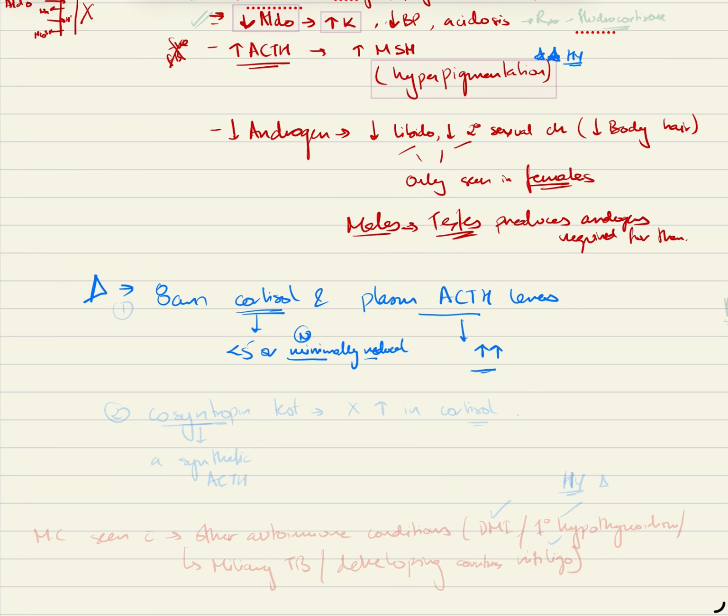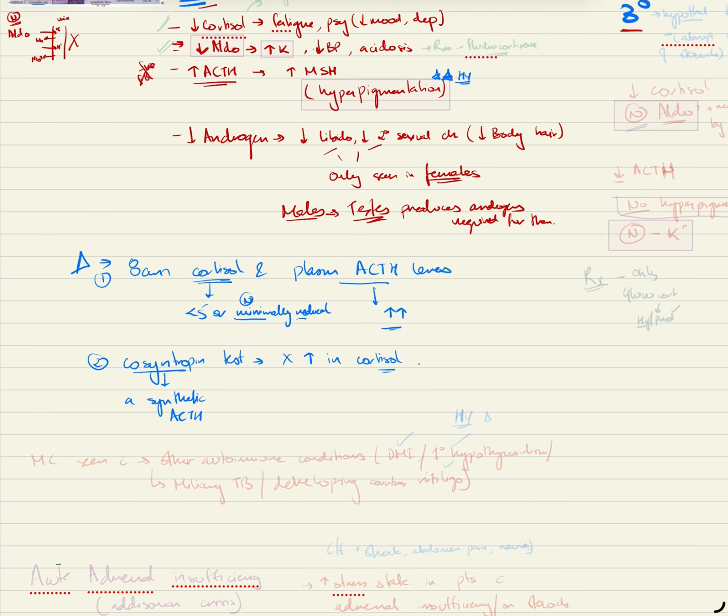All right, this is your first test, and then your second test is the cosyntropin test. Okay, in this what happens, cosyntropin is actually a synthetic ACTH. So there will be no increase in cortisol levels after cosyntropin is given.